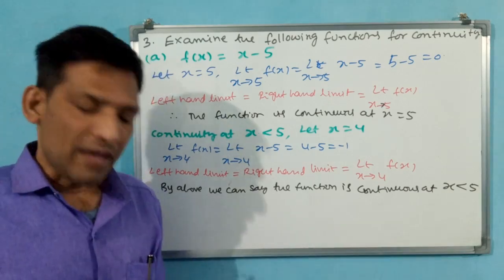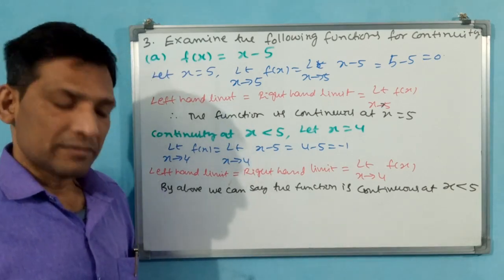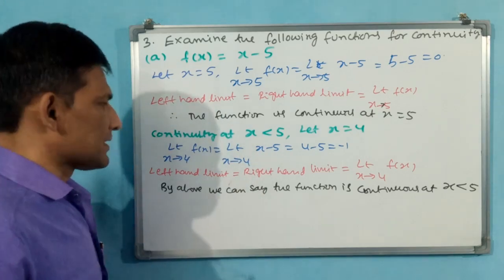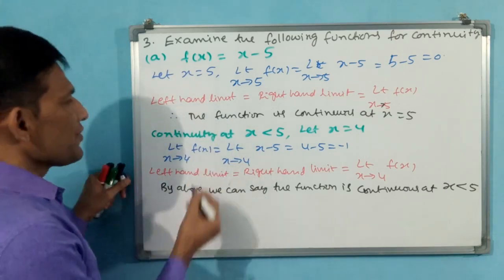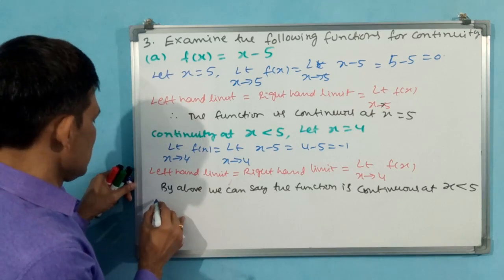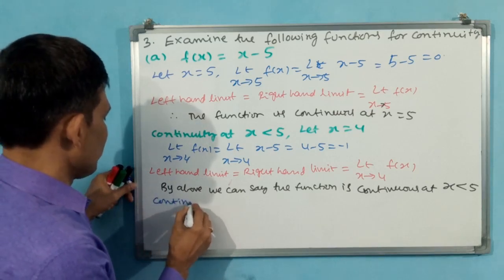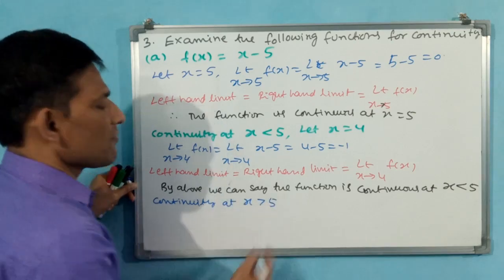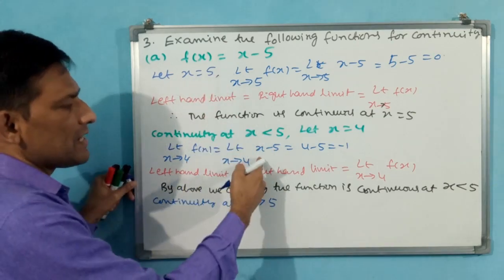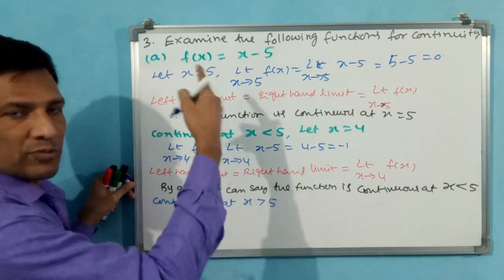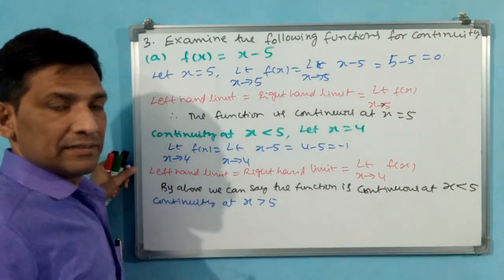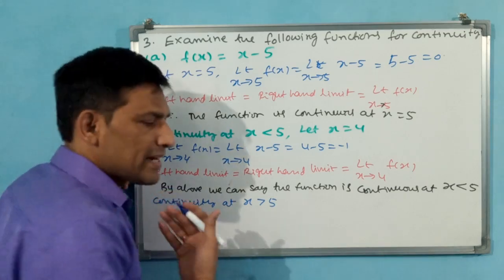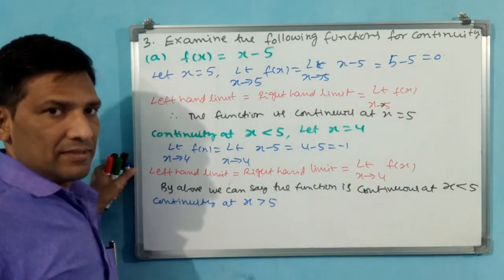Now again, third also you can write by the same procedure, but even then you write once. Continuity at x greater than 5. Why? Because x equal to 5, x less than 5, x greater than 5, three areas we are checking the function. If in all three areas it is continuous, then we can say that finally this function is continuous.